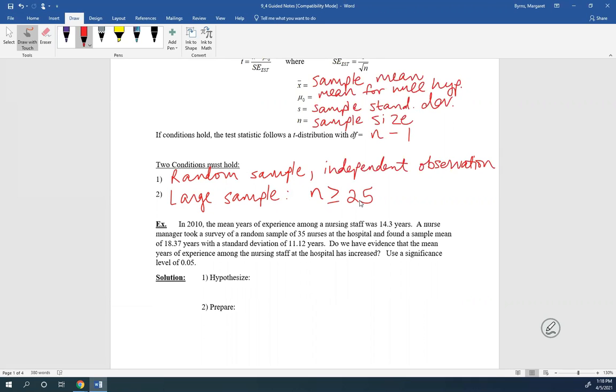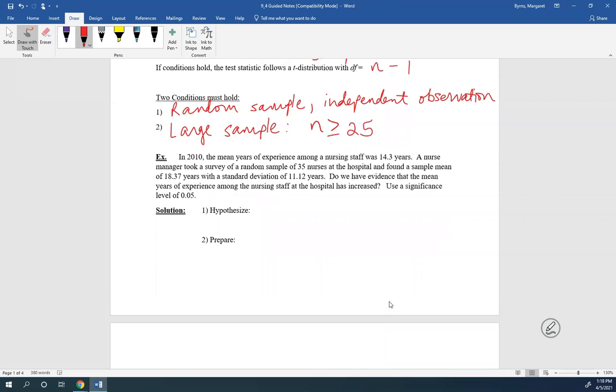So let's look at an example here. In 2010, the mean years of experience among a nursing staff was 14.3 years. So that's our previously defined mean for the population. A nurse manager took a random sample of 35 nurses at a hospital and found a sample mean of 18.37 years and a standard deviation of 11.12. So the 18.37 and the 11.12, those are calculations on your sample.